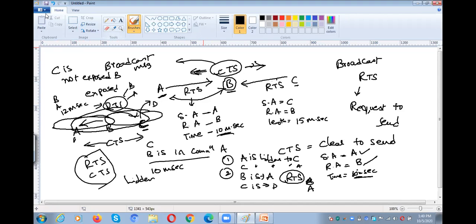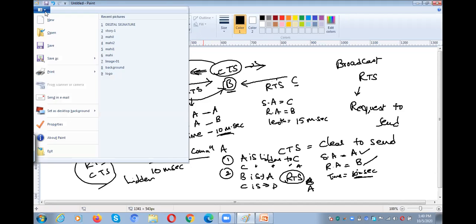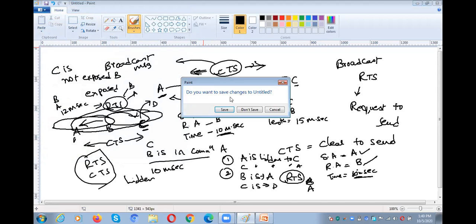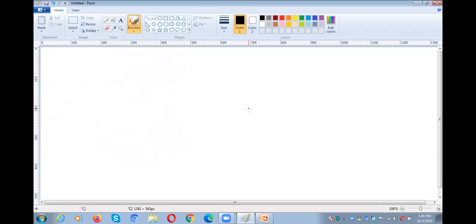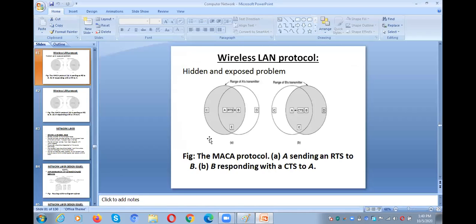Okay, that is about the wireless LAN protocol, that is RTS and CTS. Here the picture is not comfortable, so better you go for some other alternative.